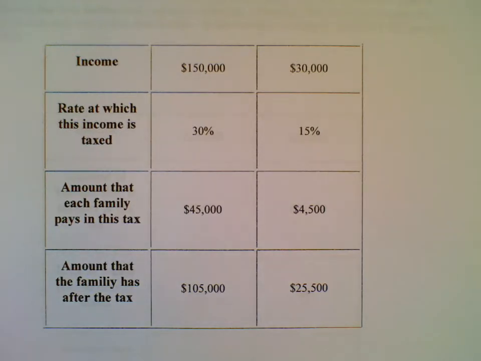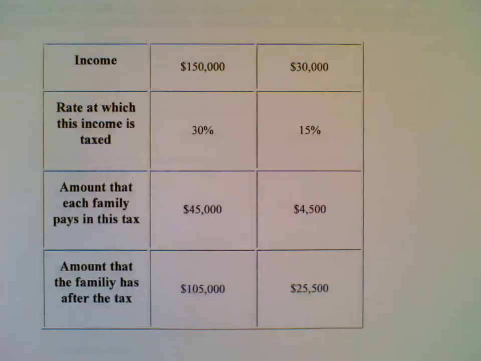A progressive tax means that the percentage is higher, or progressively gets higher, as your income goes up. So as your income progressively goes up, so does the percentage of your income that they are going to take in this tax. So here we have two different income levels, $150,000 and $30,000. And a perfect example of a progressive tax is the federal income tax. The more you make, the higher percentage they're going to take out of your check.